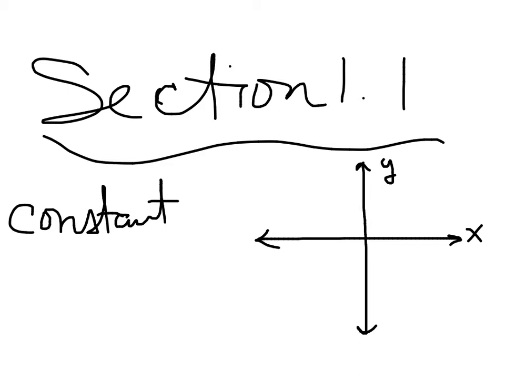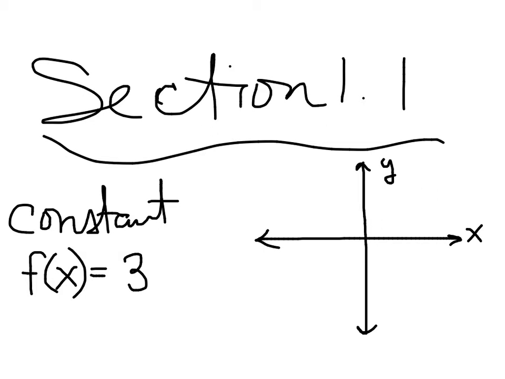So the first one, or how it looks, is you'll see something like f(x) equals some number. Okay, Ms. Miller, give me a number. 3. Okay, so it says f(x) = 3. That's what a constant is.